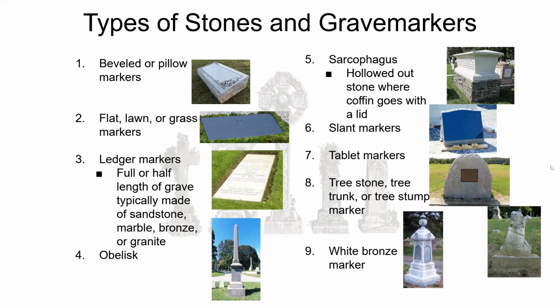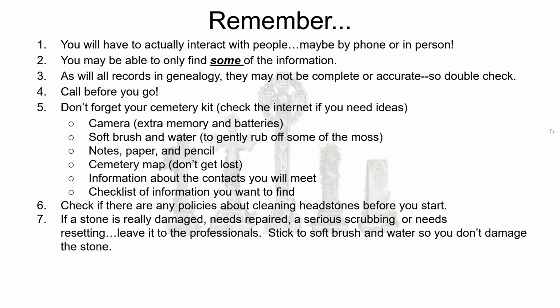There are a few types of gravestones. There's beveled, ledger, obelisk. Again, the more ornate and decorative they are, the more expensive they tended to be. So it gives you an idea of the economic status. Most of these shown here are relatively new headstones, not early stones. Some of those may just be a rock with information carved in it. That's just a type of stone that's sitting around.